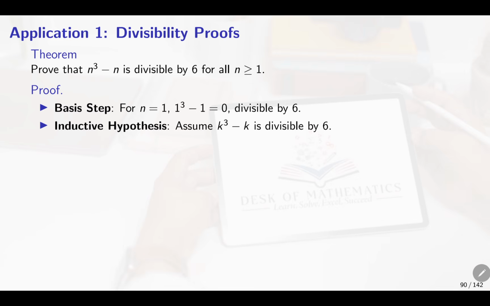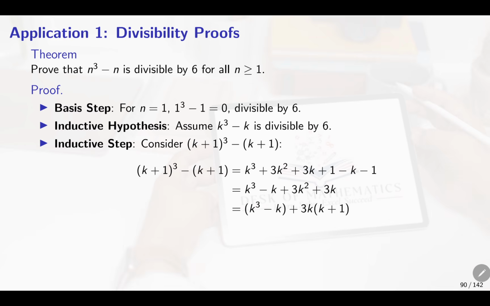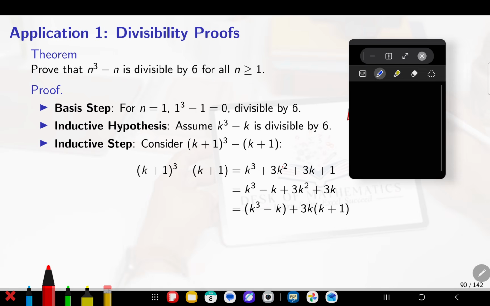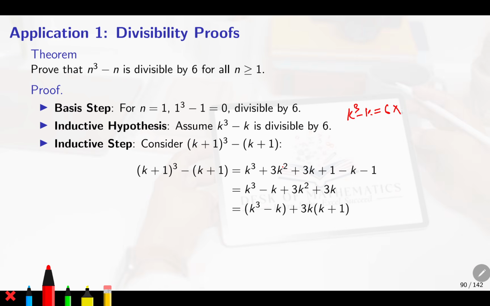So now we suppose that it is true for k, so that means k cube minus k is divisible by 6. So we will say k cube minus k is 6 times some number, sorry, 6 times number s. So now we have to prove for k plus 1, replace n by k plus 1, so k plus 1 whole cube minus k plus 1, so you will solve it. When you solve it, you will get k cube minus k plus 3k square plus 3k.